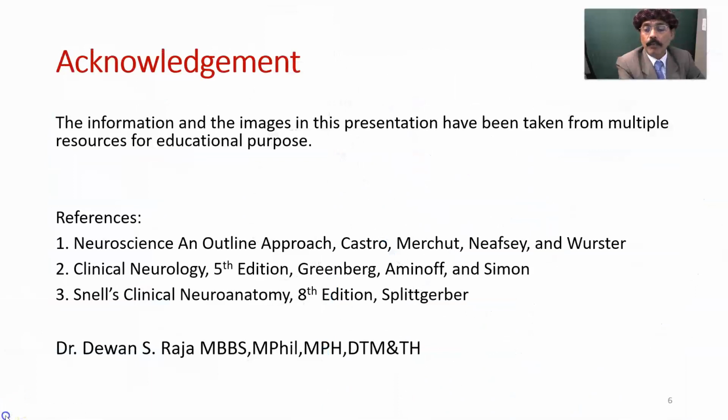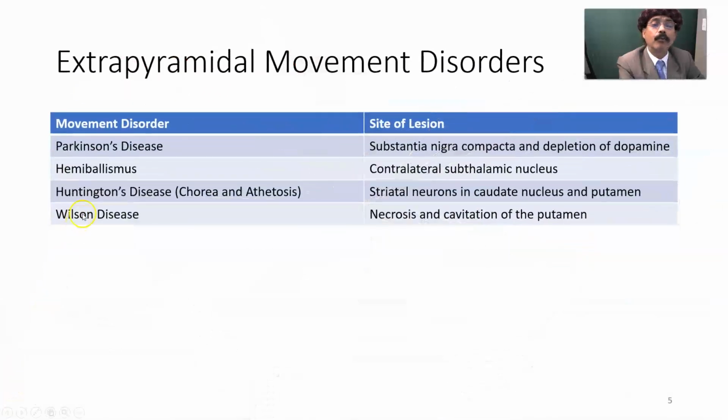We have one more here, that is Wilson disease or hepatolenticular degeneration. It is a disease of copper metabolism, but extrapyramidal movement disorder is also seen in a patient with Wilson disease. Copper will damage the person's brain. There will be necrosis and cavitation of the putamen, specifically the putamen of the basal ganglia. So there will be cavity formation.